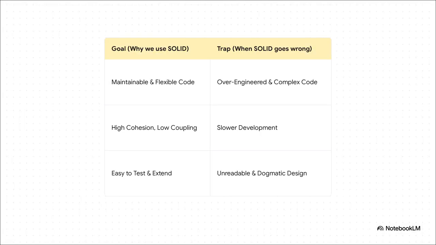And this really shows that balancing act. On the one hand, our goal is clear. We want code that's easy to maintain and test. But on the other hand, there's a trap. If you follow these principles too rigidly, like a dogma, you can end up with something that's way over-engineered and even more complex than what you started with. Remember, the point is to build great software that works, not to create some kind of perfectly pure architectural masterpiece.